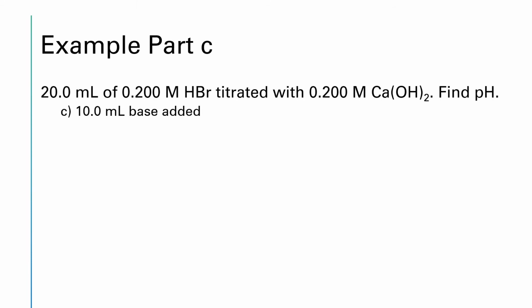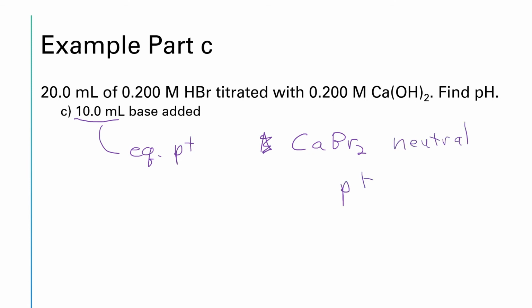Part C is where we get to take a breather because we discovered that 10 mils of base added is the equivalence point, and since the salt that's being produced is CaBr2, which is a neutral salt, the pH of a neutral salt is simply 7, no calculation needed.